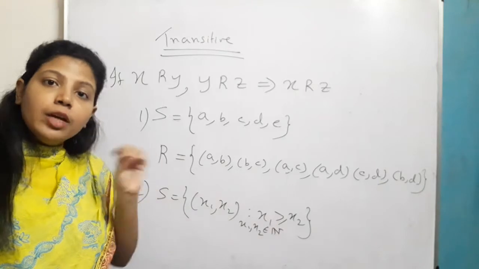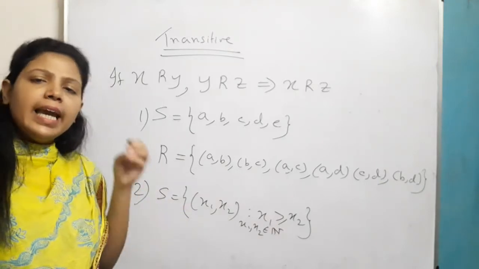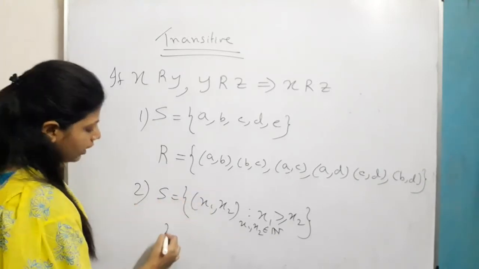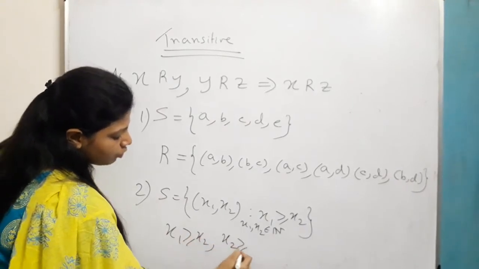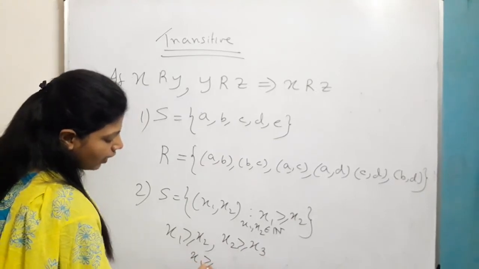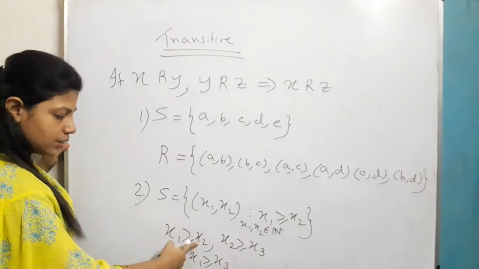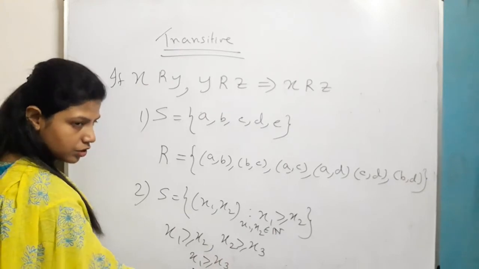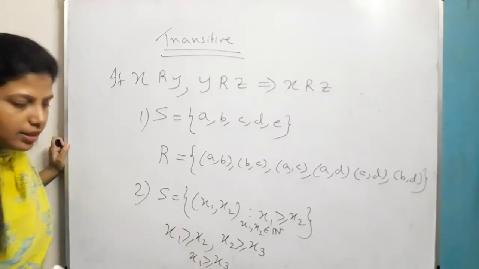That third element you have to choose. This one will not be given here. You will take any arbitrary alphabet for that. I am taking x3 here. So if x1 greater than equals to x2 and x2 greater than equals to x3, it is obvious that x1 greater than equals to x3. That means x1 R x2, x2 R x3 and x1 R x3. So it is transitive. Like that you have to check transitivity.